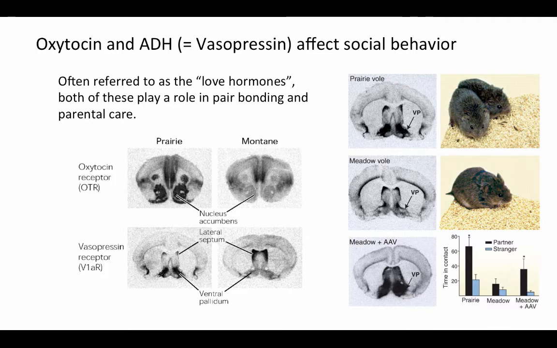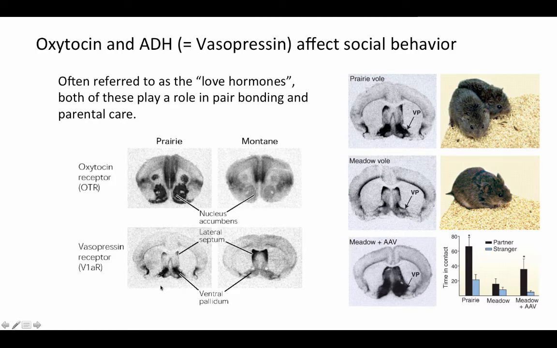A similar kind of comparison was made between the prairie vole and another closely related subspecies of vole, the montane vole, that is also known for solitary behavior. And it looked at the number of oxytocin receptors in the brain. So oxytocin is another hormone that's known to influence social behavior. And it was found that the prairie voles had a lot of receptors for oxytocin in their brains. The montane voles had very few.